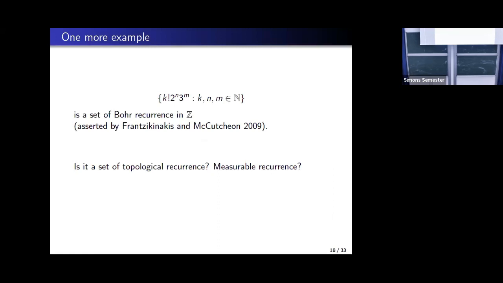Okay, here's one more example that appeared at one point. Nikos and Randall McCutcheon asserted that this set is a set of Bohr recurrence. I don't know a proof myself, but in any case, this is an interesting question. So k factorial times 2 to the n times 3 to the m. This could be an example of a set of Bohr recurrence that's not a set of topological recurrence, or it could have some other interesting recurrence properties.